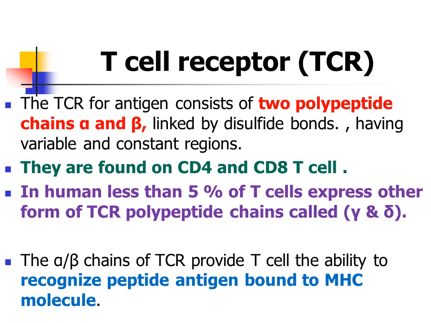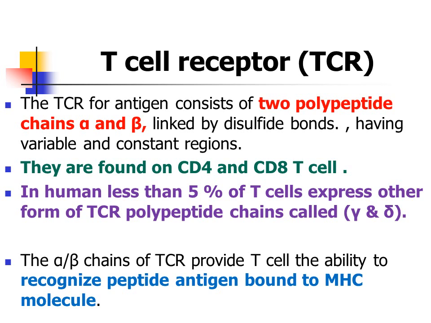In human less than 5% of T cells express other form of T cell polypeptide chain اسمها جاما and دلتا، لكن 95% من السيلز express polypeptide chain T cell receptors formed of alpha and beta chain. الالفا وبيتا chain of T cell receptor cell has the ability to recognize البيبتايد antigen bound to MHC molecule.